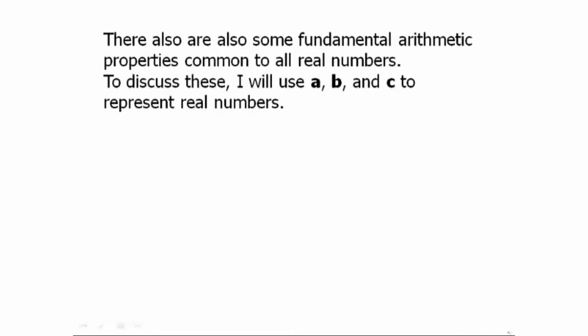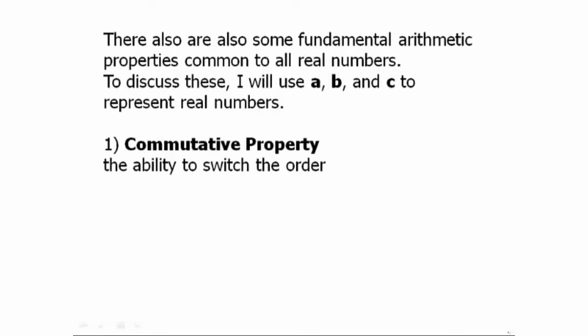There are also some fundamental arithmetic properties common to all real numbers. To discuss these, I will use A, B, and C to represent real numbers. You don't need to know the names of the properties. All you need to know are the properties themselves. The first one is the commutative property, the ability to switch the order. So for example, we can switch the order of addition. A plus B equals B plus A. Doesn't matter which order we do it in, we get the same answer.